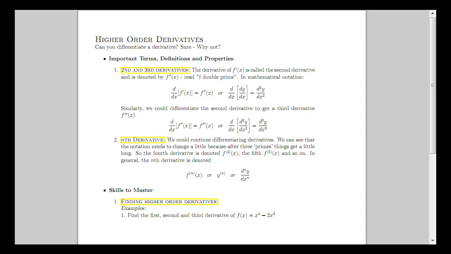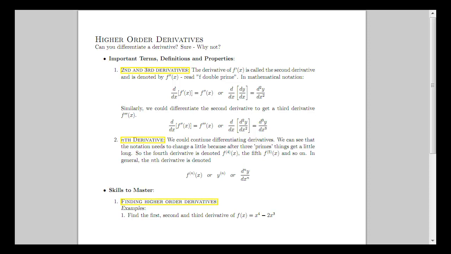And so you might see in mathematical notation d dx of f prime is f double prime of x, or d dx of dy dx is d squared y over dx squared. So notice where the squares go when you use that dy dx notation. And then, of course, we could take a derivative of the second derivative. If you do that, you get the third derivative. You could say f triple prime, or you can just say the third derivative.